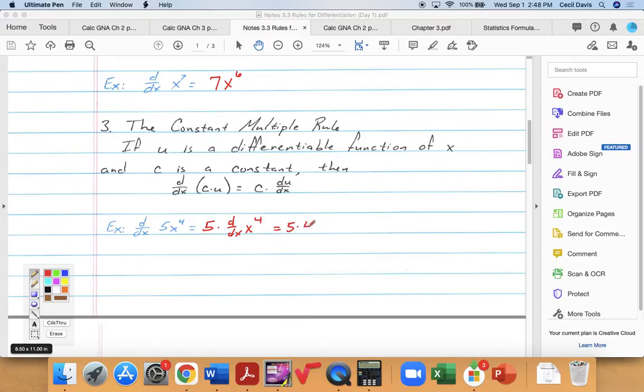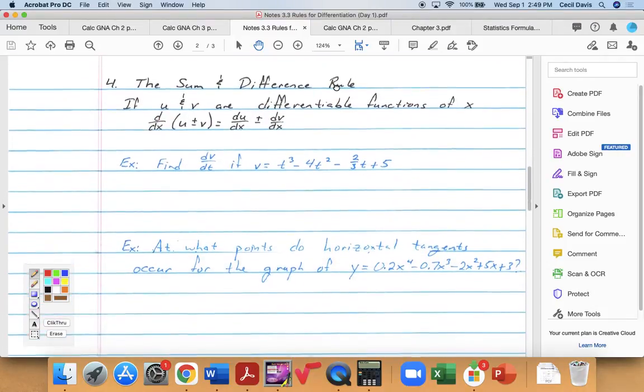So it'd be 5 times 4x cubed is 20x cubed. Now, in practice, nobody writes all those steps out, nor do I expect you to, but I do expect you to understand the constant multiple rule.